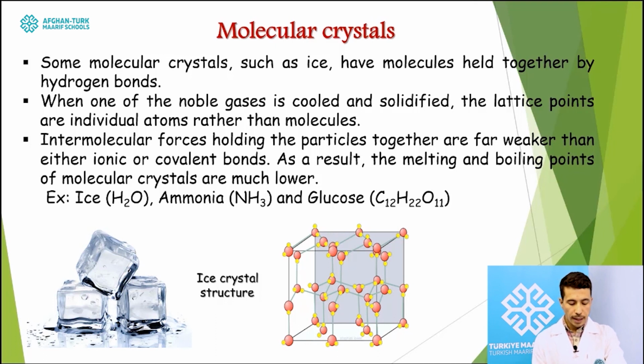You can see the example. This is an ice crystal, and this is the shape of the crystal of ice, or the structure of the crystal of ice. You can see each one of them is a water molecule which is bonded with another water molecule with the help of hydrogen bonding, and they form a rigid and hard structure. And this is the ice.